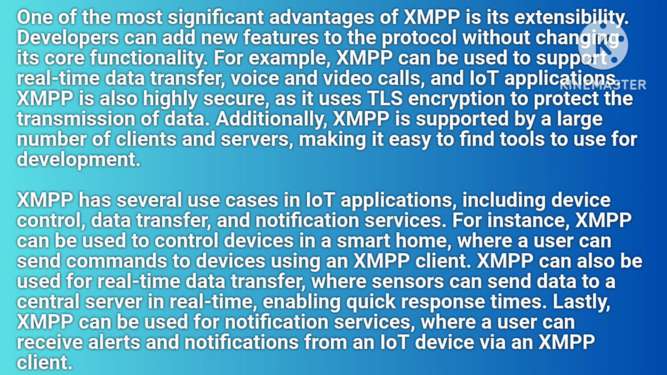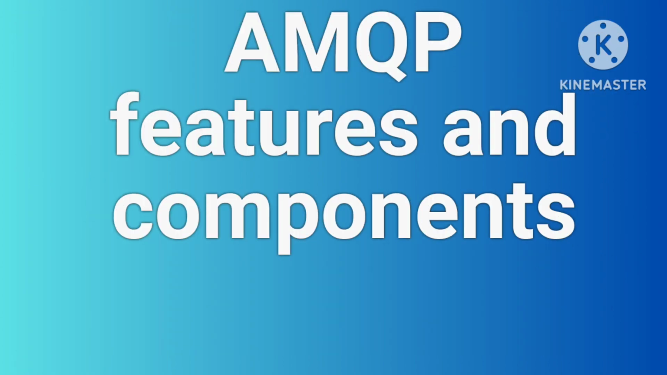XMPP can also be used for real-time data transfer, where sensors can send data to a central server in real time, enabling quick response times. Lastly, XMPP can be used for notification services, where a user can receive alerts and notifications from an IoT device via an XMPP client. AMQP features and components.